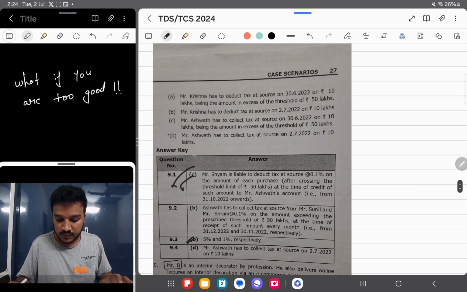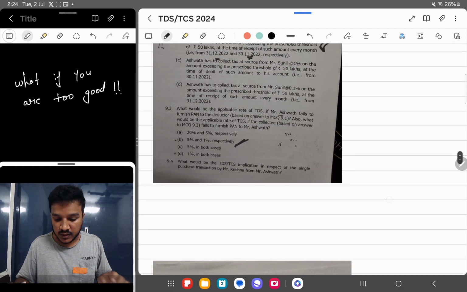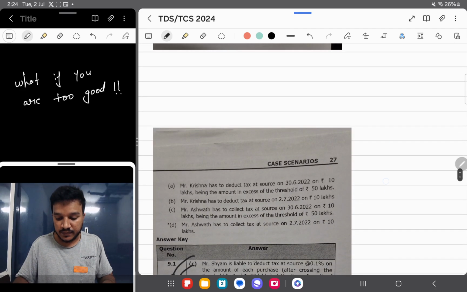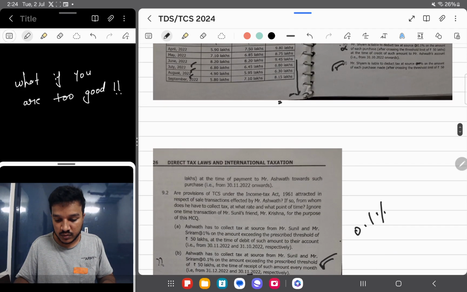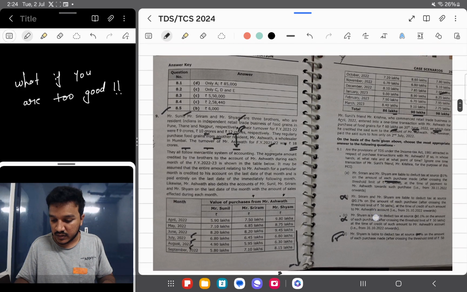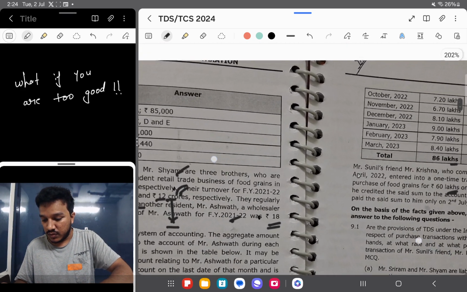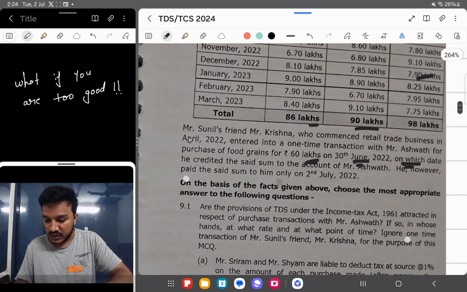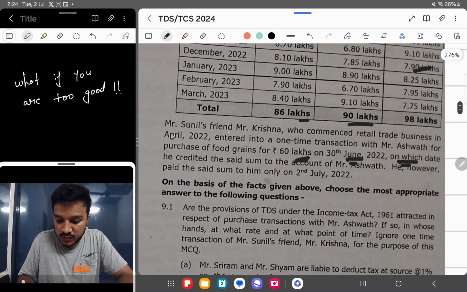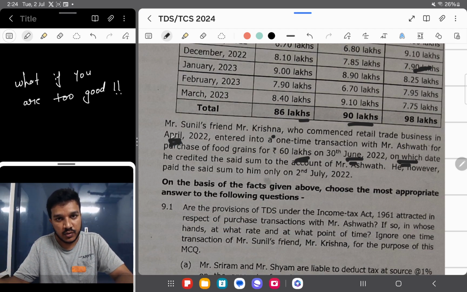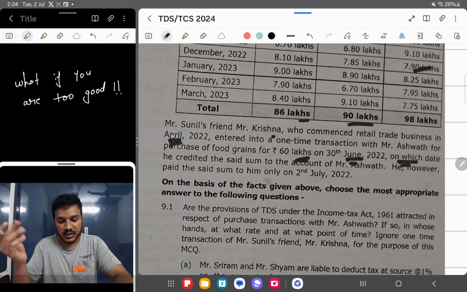Now the last question, if you see, what would be the TDS and TCS implication in respect of a single purchase transaction by Mr. Krishna from Mr. Ashwath. Okay, so now we will go to the question where that transaction is there. I'll zoom in. Just read this part. Mr. Sunil's friend Mr. Krishna commenced retail business in April. His business commences in April 2022, meaning there was no business in the previous year.